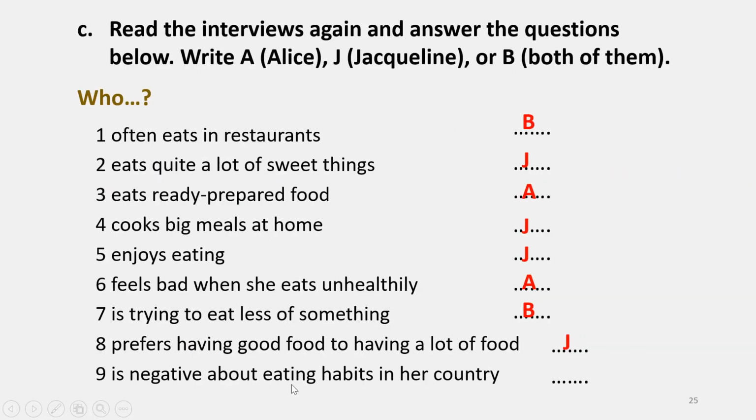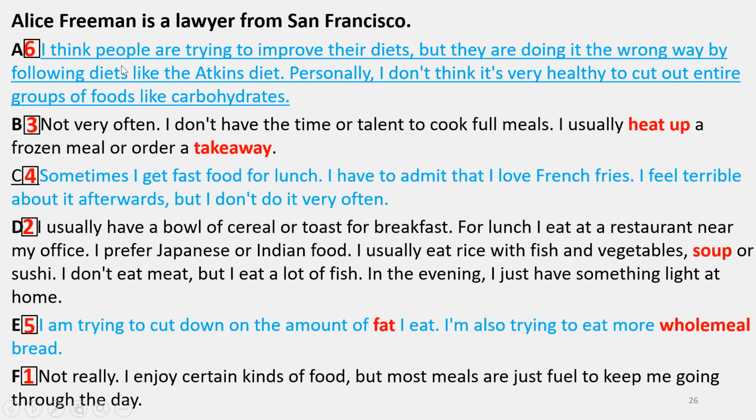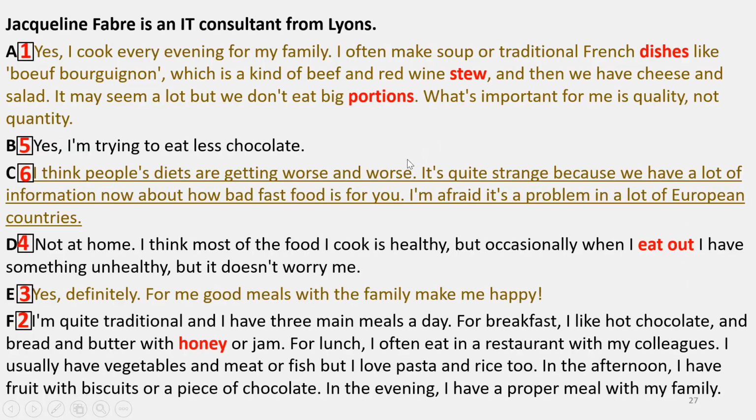And the statement, is negative about eating habits in her country, is for both, right? Alice says that I think people are trying to improve their diets, but they are doing it in the wrong way by following a diet like the Atkins diet. Personally, I don't think it's very healthy to cut out entire groups of foods like carbohydrates. And Jacqueline said that I think people's diets are getting worse and worse. It's quite strange because we have a lot of information now about how bad fast food is for you. I am afraid it's a problem in a lot of European countries.